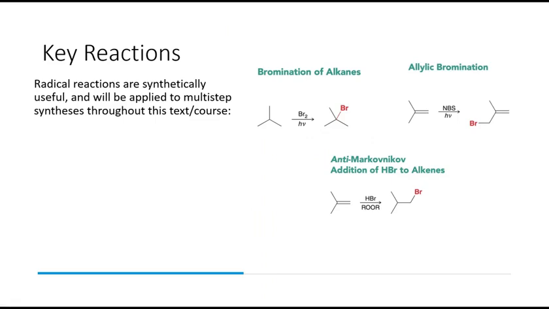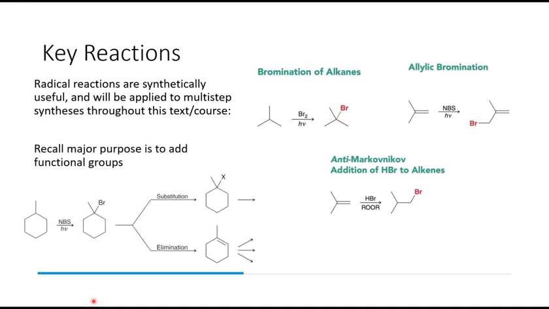Key reactions. Radical reactions are synthetically useful and will be applied to multi-step syntheses throughout this text and course. Bromination of alkanes, allylic bromination, anti-Markovnikov addition of HBr to alkenes. Recall the major purpose is to add functional groups. So once we have a halogenated alkane, then it can undergo substitution and elimination.